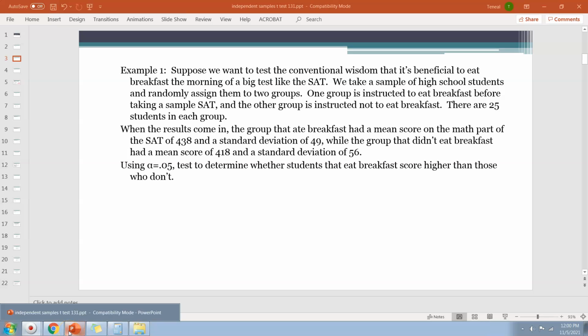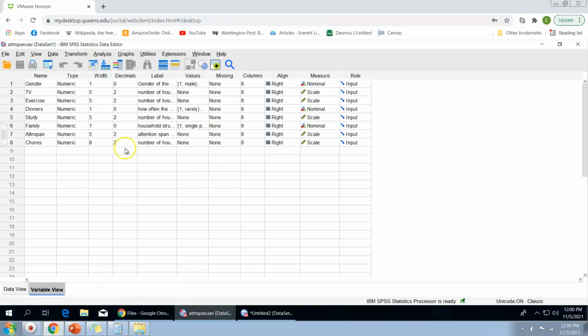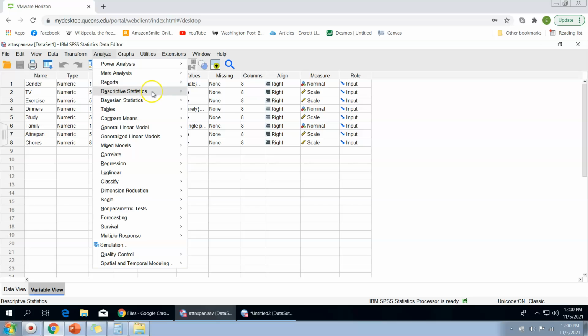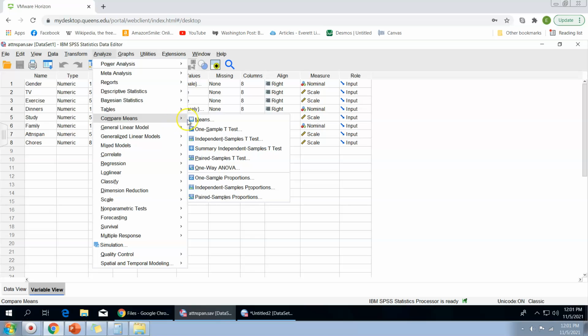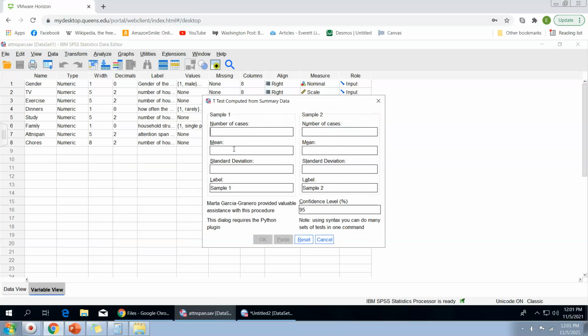So to run this test, we're going to go over to SPSS, which I've pulled up over here. I've got a data set up, but we're not going to use that just yet. So just like before, we're going to analyze compare means. And there's two options here. There's the independent samples t-test, which we're going to use when we have data, and we'll get to that in a minute. But what we have is summary data, where they give us the mean and the standard deviation and the sample size for both groups. So this is what we're going to use right now, the summary independent samples t-test.